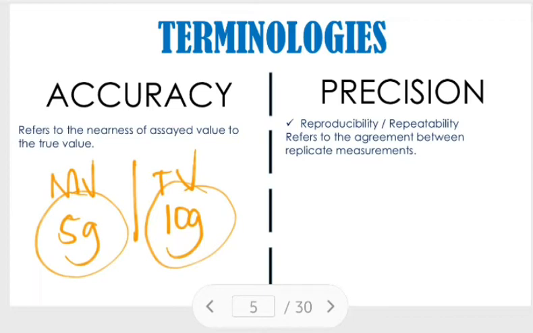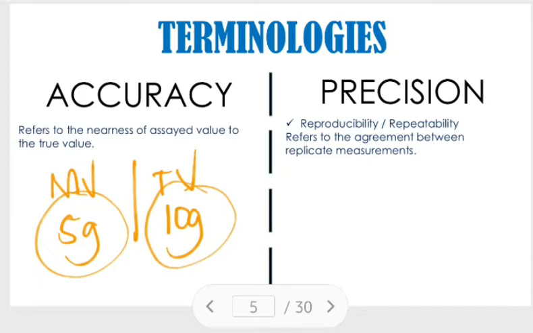Next, we have precision. Precision refers to the agreement between replicate measurements. So another name for precision is reproducibility or repeatability. So for example, you weigh a given substance 5 times and you get 3 grams each time. Then your measurement is very precise. Precision is independent of accuracy. You can be very precise but inaccurate, and you can also be accurate but imprecise.